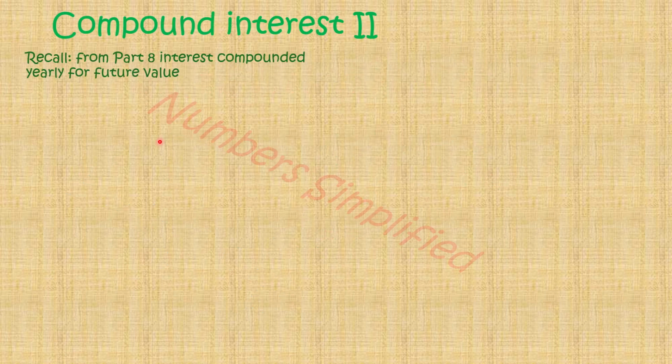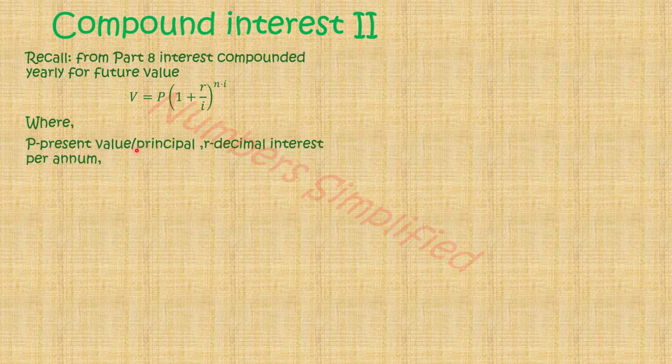And recall, from part 8, interest compounded yearly for future value was given to be V is equal to P times (1 plus R over I) to the power N times I, where of course P is the present value or the principal, R is the decimal interest per annum, and of course N the number of years, as well as I. Take note, I is the number of periods in a year. So that's what it is. Now, of course, we are going to move on.